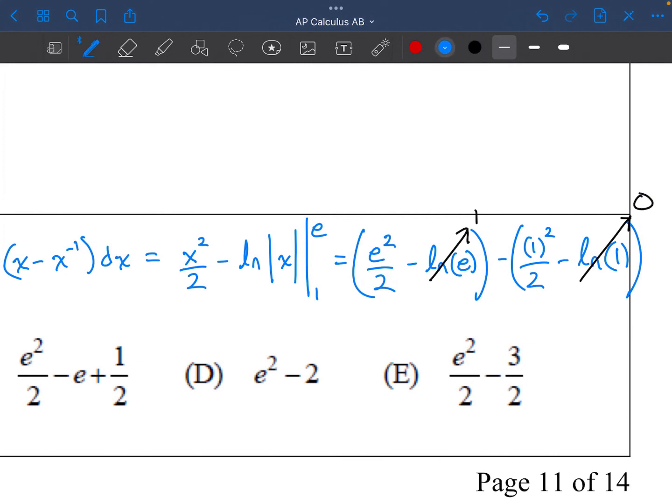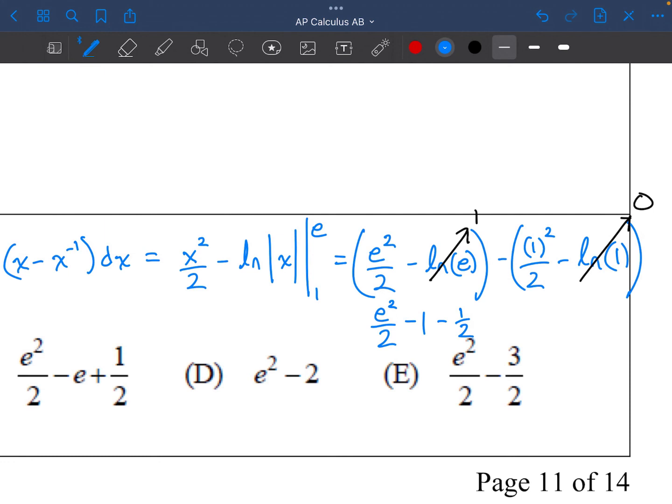So e squared over 2 can't be simplified. This is e squared over 2 minus 1. And then I'm going to distribute this negative here. So this negative is going to make this term negative and this term positive. So I'm going to have a negative 1/2 and then a positive 0. I didn't really need that. Let's go ahead and erase that.